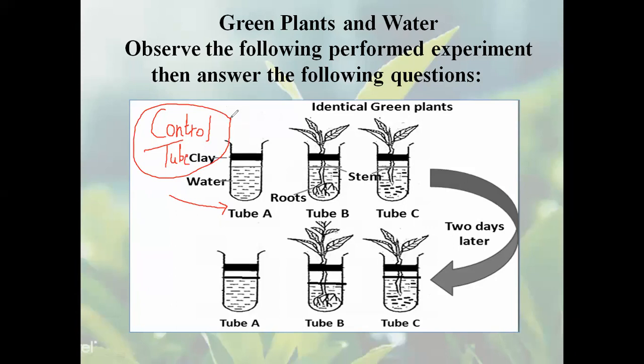So in tube A, we have no plant. We have only clay and water. Two days later, the level of water stayed the same. However, in tube B, we have a plant that contains stem and roots. It's a normal plant. Two days later, the level of water drops to a lower level. Ali Basma, if I ask you, what can you conclude from the experiment in tube B? Whenever we have the plant, the level of water decreases. What can you conclude?